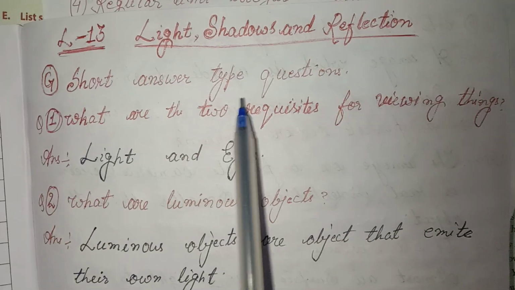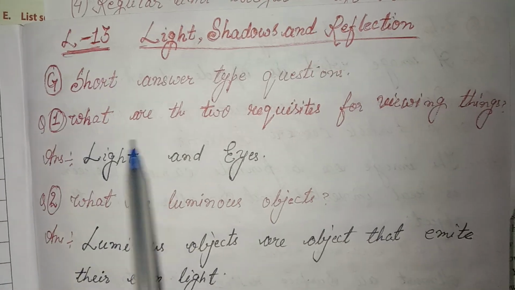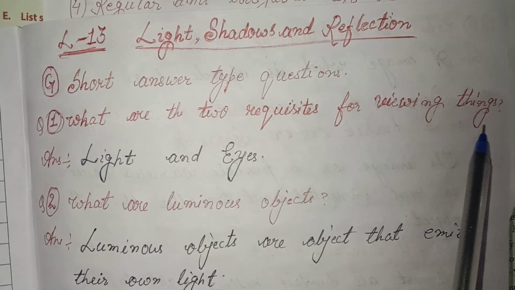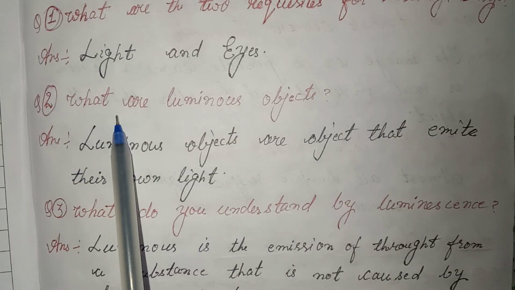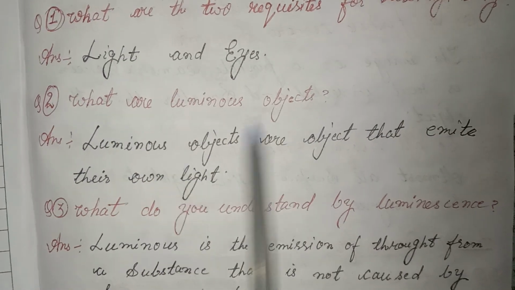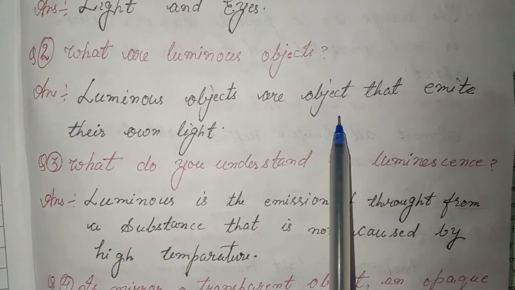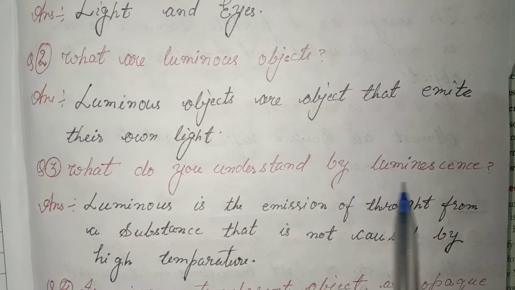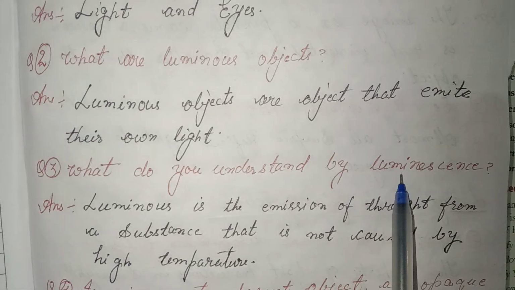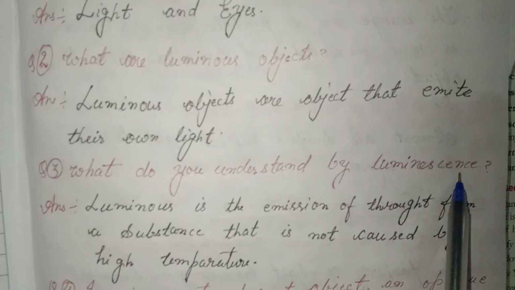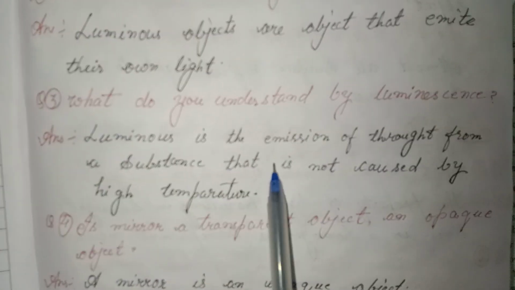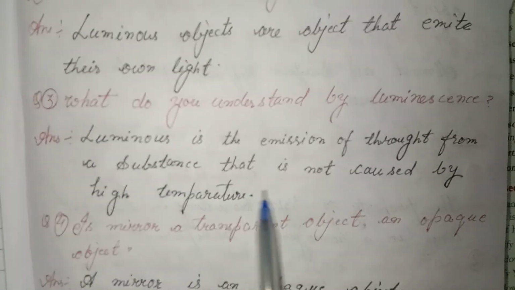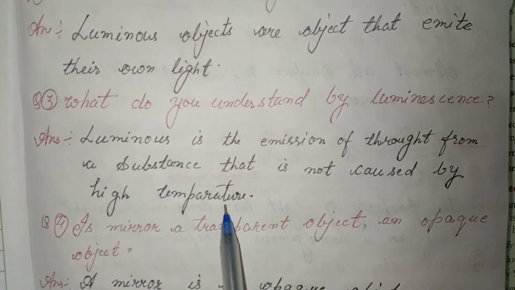Short type questions. First, what are the two requirements for viewing things? Answer: light and eyes. Second, what are luminous objects? Answer: luminous objects are objects that emit their own light. Third, what do you understand by luminescence? Answer: luminescence is the emission of light from a substance that is not caused by high temperature.